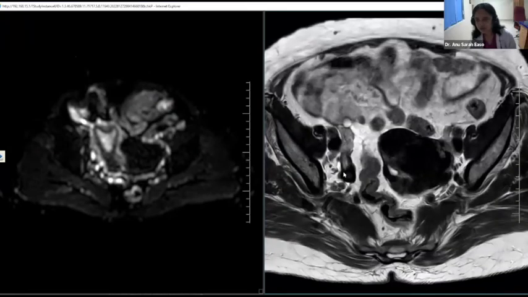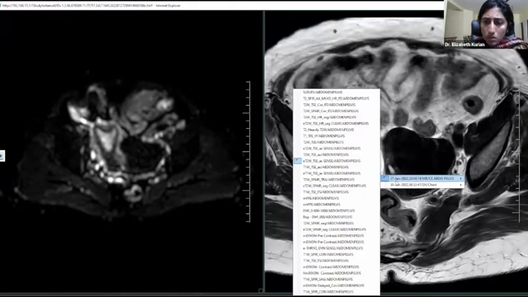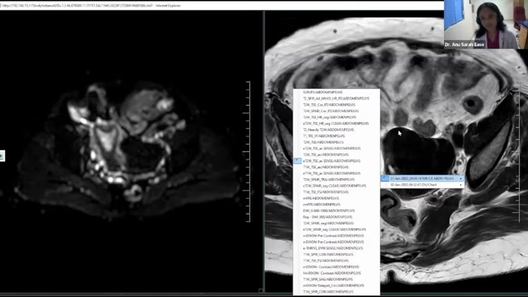This is a small, similar lesion with similar characteristics in the right ovary also. We are not seeing any peritoneal deposits or free fluid, no definite signs of malignancy. So it's a solid lesion, but it is T2 hypointense and diffusion weighted hypointense. So we can categorize this. That we will come to in the next slide.